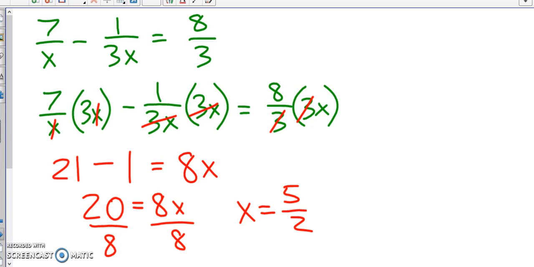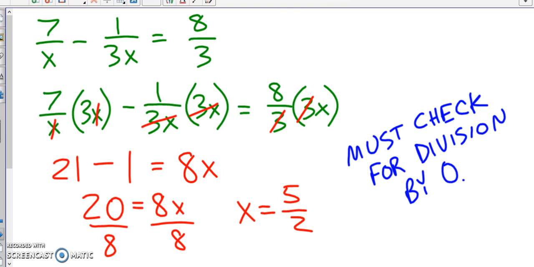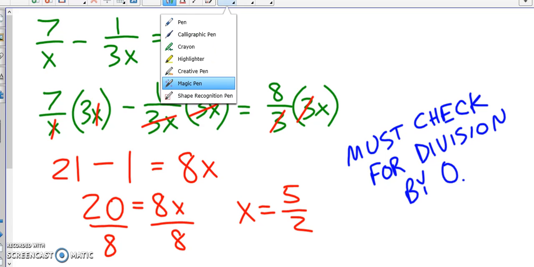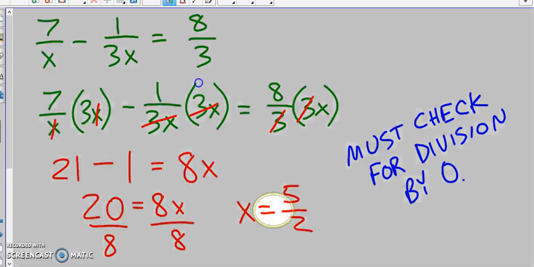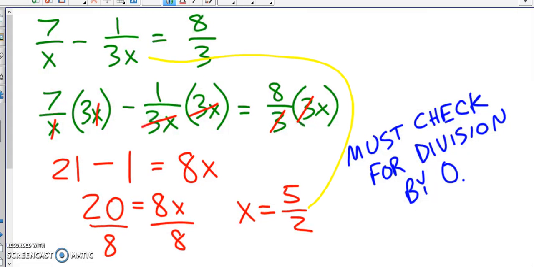Now, here's the key with problems that have a variable in the denominator. You must check for division by 0. So in other words, I've got to take this guy right here, and I've got to plug it in to that x and that x, and make sure that it doesn't equal 0 on the bottom.